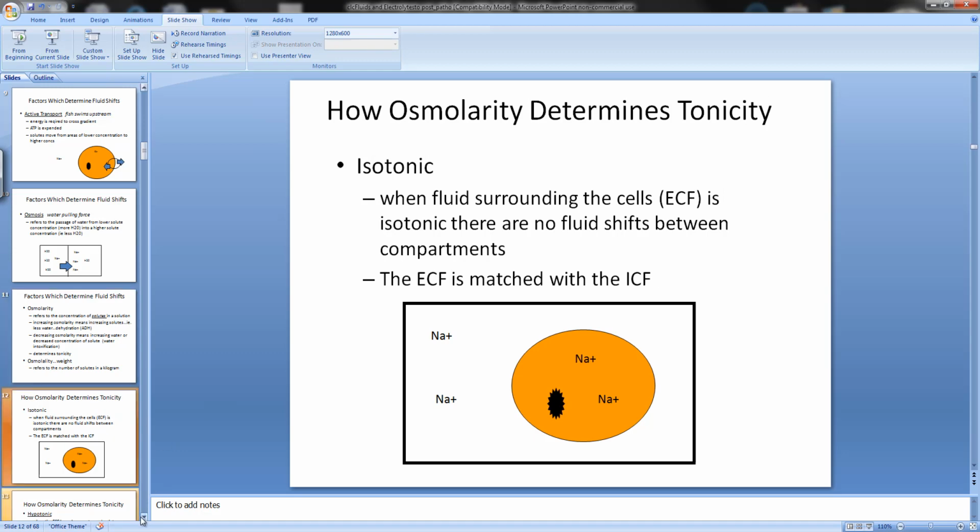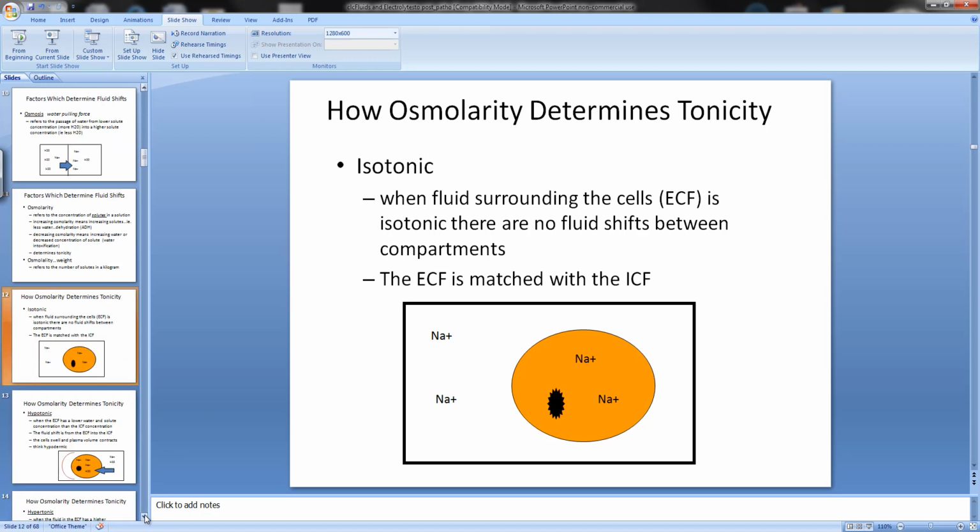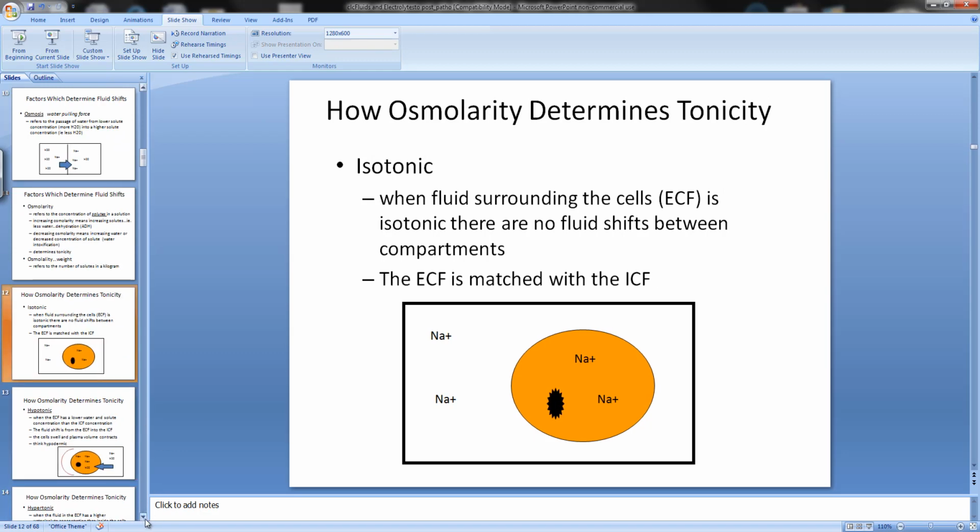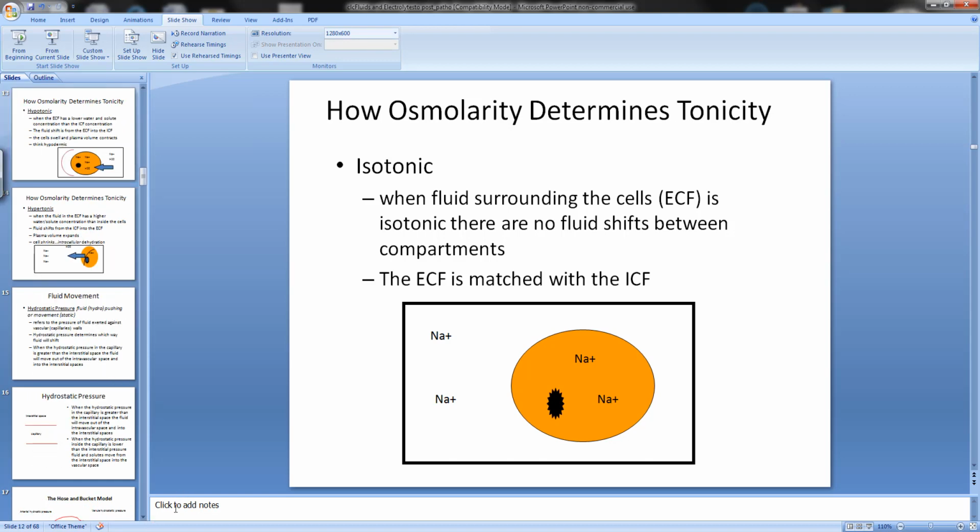So here's a situation where we have an isotonic relationship. Here the fluid surrounding the cells, the extracellular fluid space, is isotonic. There are no fluid shifts between the compartments because there's the same amount of sodium inside the cell as there is on the outside. The ECF is matched with the ICF.